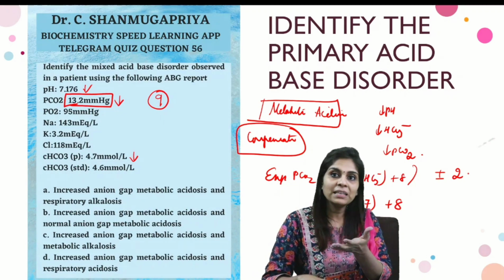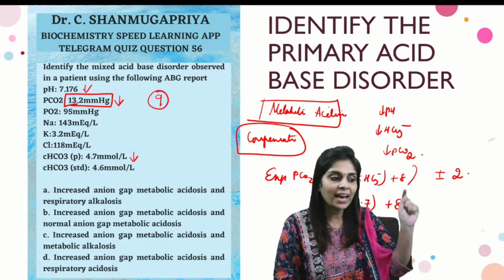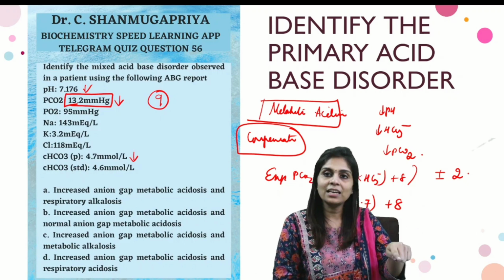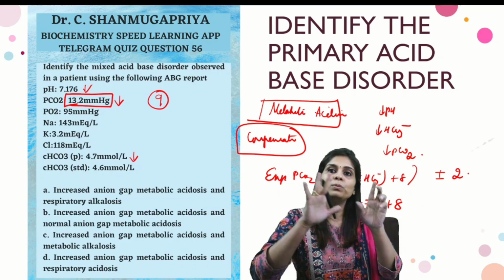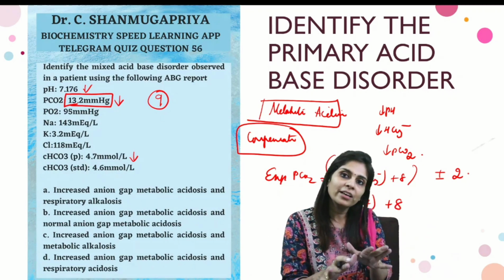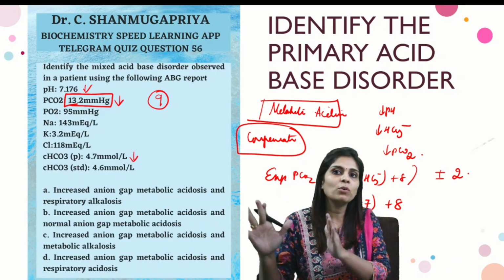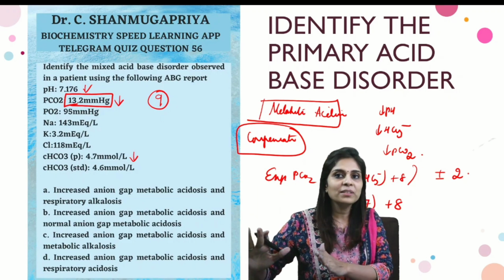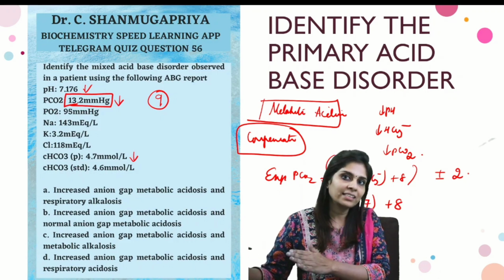It is respiratory alkalosis. So had the PCO2 in this condition been 9, I would have said it's a case of metabolic acidosis with respiratory alkalosis, but that's not the case here. So what is my diagnosis? It's compensated metabolic acidosis. There is no respiratory defect because compensation is as expected.